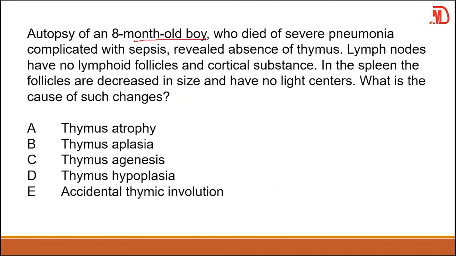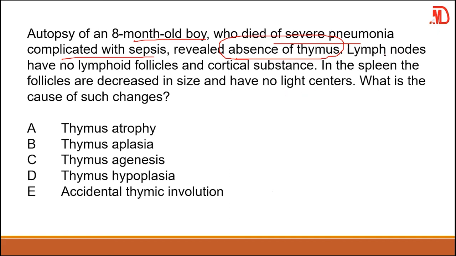Autopsy of an 8-month-old boy who died of severe pneumonia complicated with sepsis revealed absence of the thymus. Who can tell me what cells are found in the thymus? T lymphocytes, T cells. And lymphocytes are for immunity, they protect your body. So now there is absence of the thymus. That means this child cannot have the growth of these cells.